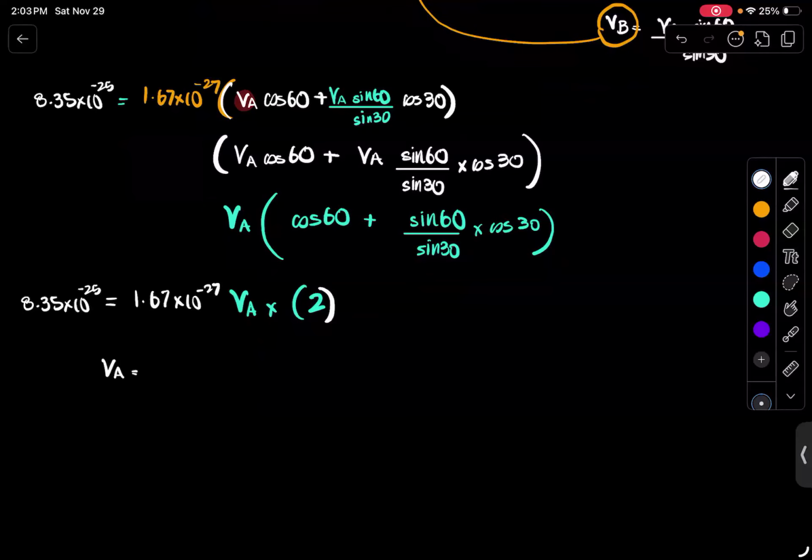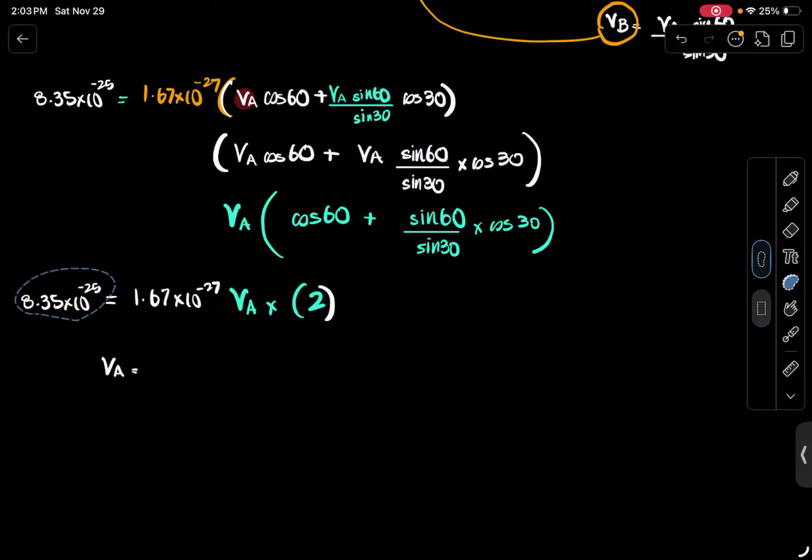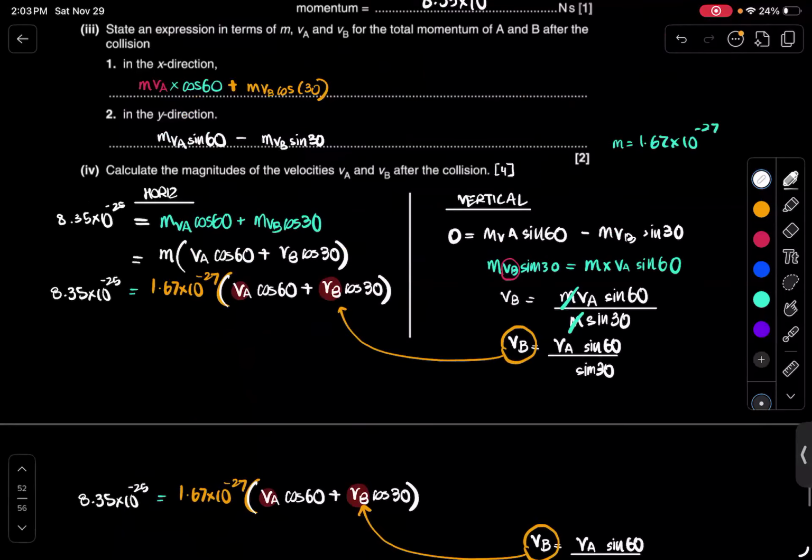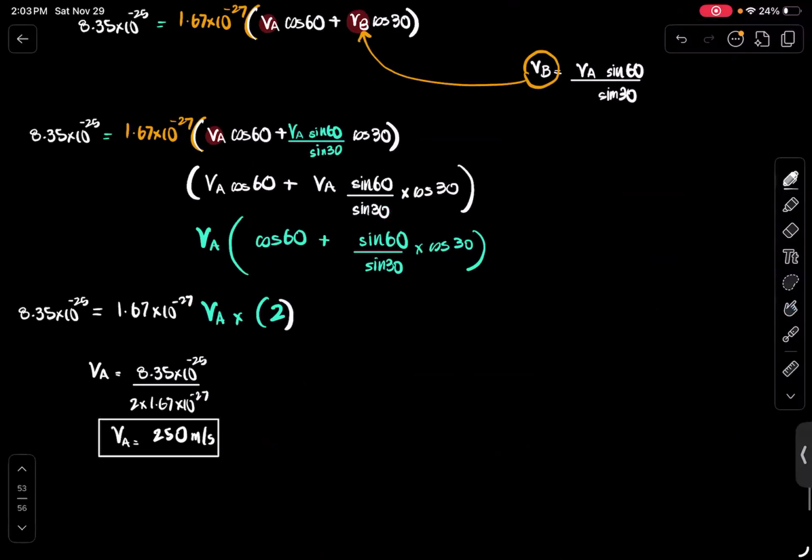Yes, we can. And then if VA is this value, plug this in over here, you divide it by 2 times 1.67 into 10 to the power minus 27. So what is this? This is VA. Okay, 8.35 into 10 to the power minus 25 divided by 2 into 1.67 into 10 to the power minus 27. Here it is. VA is 250 meters per second. And there you have it, ladies and gentlemen. After such a long journey, we have finally found VA.